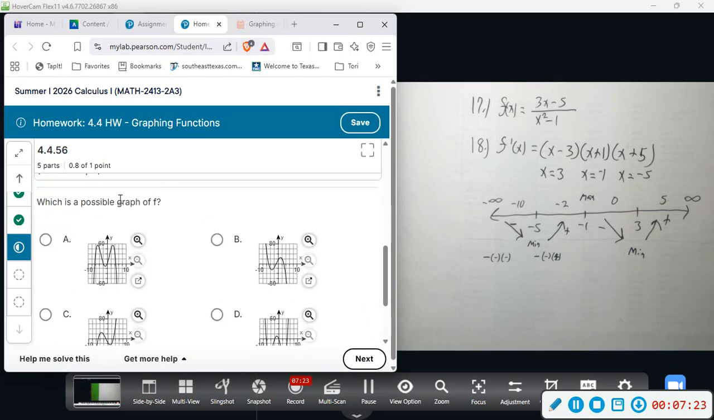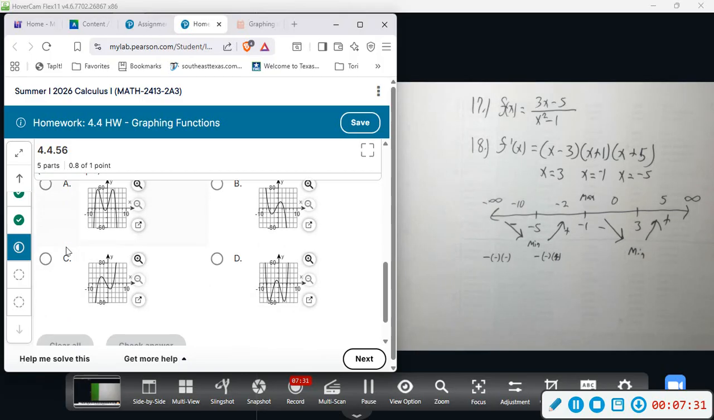All right, and then a potential graph. We're looking for a graph that's coming down from left to right, up, down, and then up. So this is going up from left to right. It looks like we're going to have a 4th degree for the graph of f. So D is the best one, coming down, up, down, and then up.